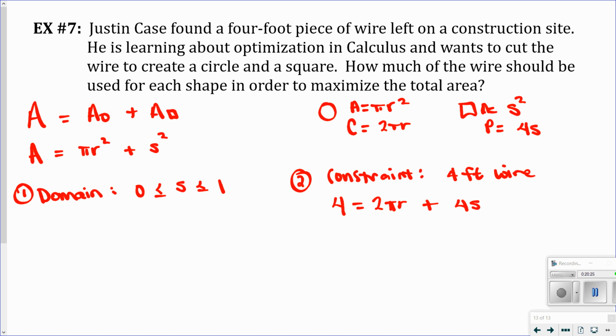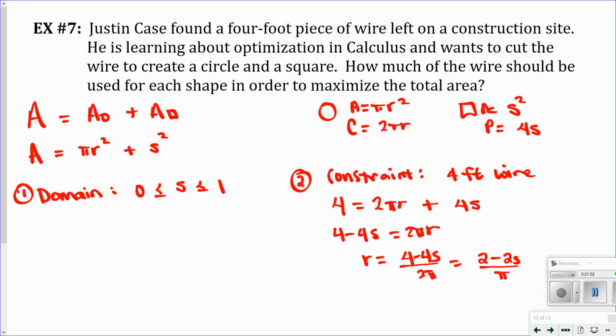Okay, so if we want to get r in terms of s, that means I need to get r alone. To do that, I'm going to subtract 4s and then divide by 2 pi. So the radius is (4 minus 4s) divided by 2 pi, and everything is divisible by 2, so it's (2 minus 2s) divided by pi. And again, we needed to do that because we're stating that our domain depends on the side length s of the square, and so in our area formula, we have to replace r with something in terms of s.